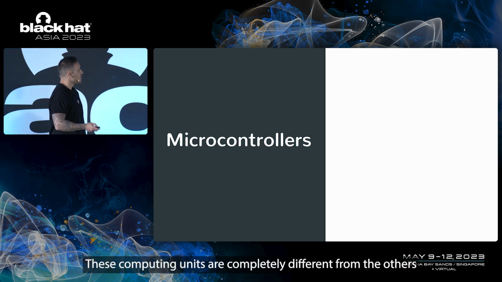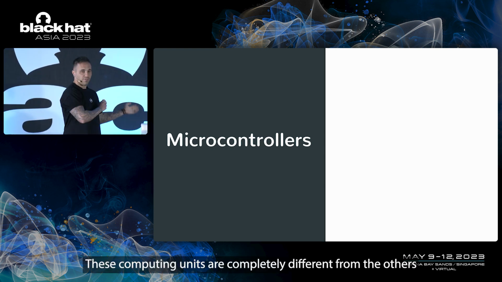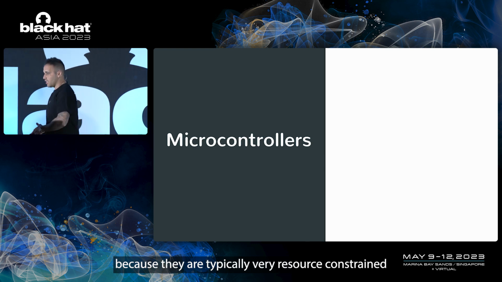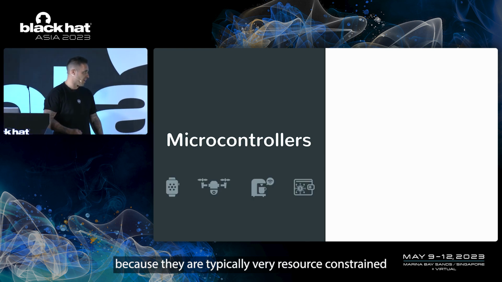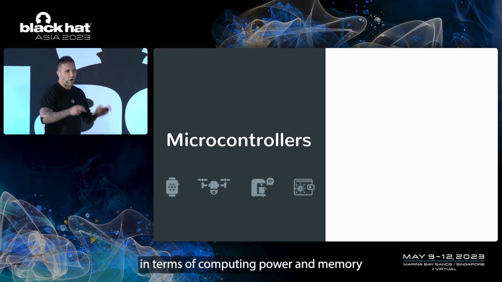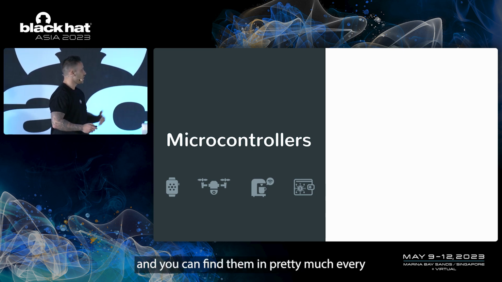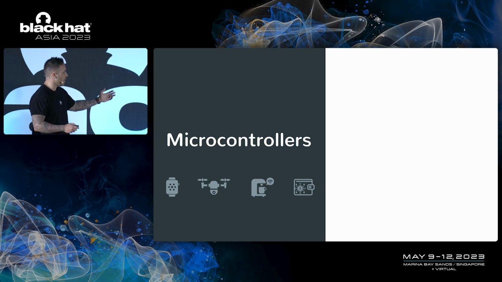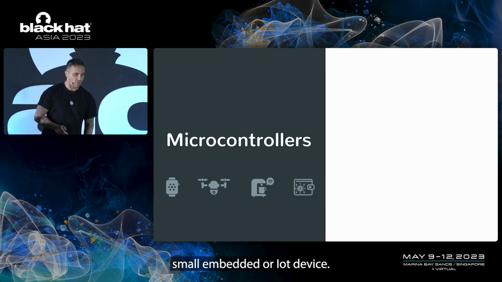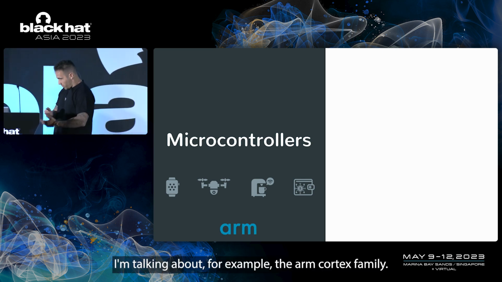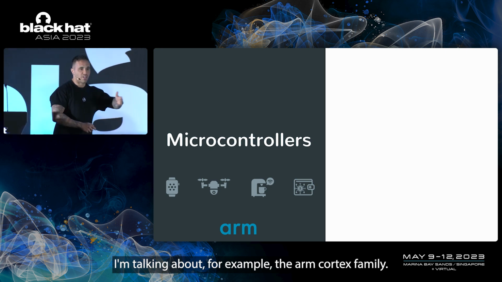MCUs. These computing units are completely different from the others because they are typically very resource constrained in terms of computing power and memory, but they are shipped in the billions annually, and you can find them in pretty much every small embedded or IoT device. I'm talking about, for example, the ARM Cortex-M family.